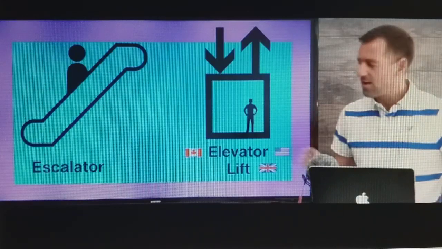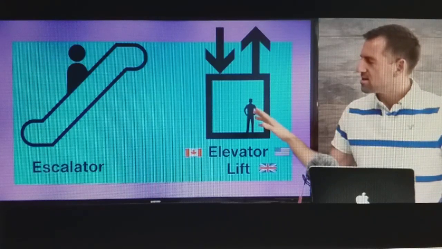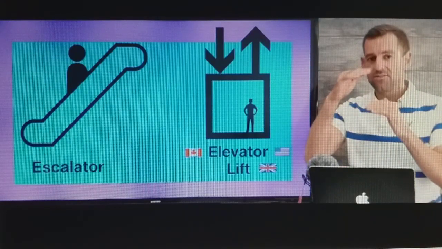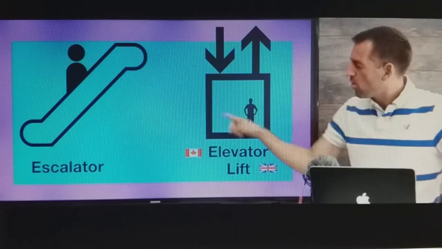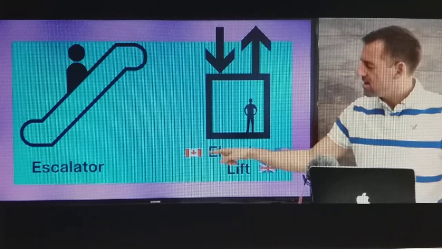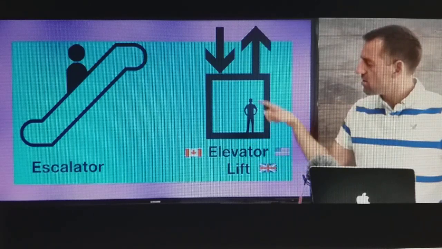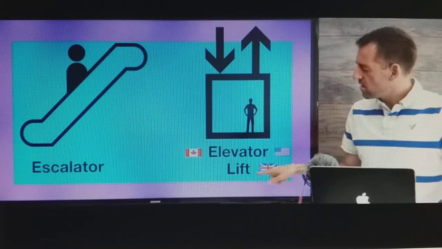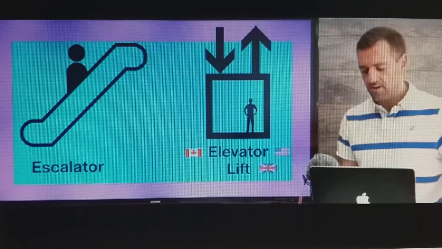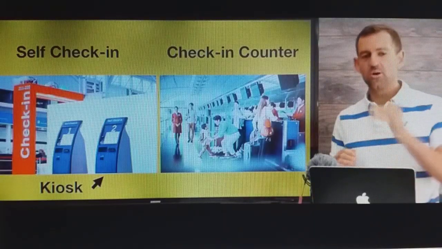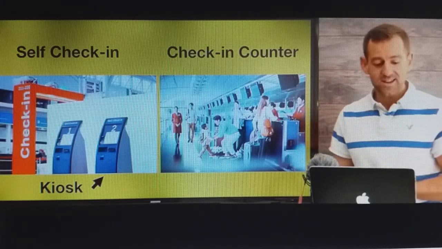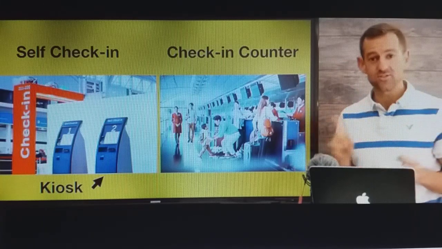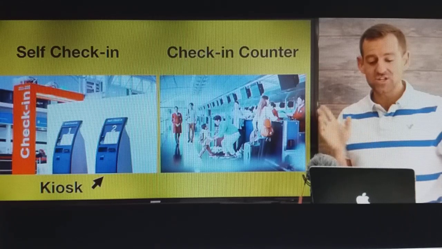Now, when you're in the airport, to get between the levels, you're going to take an escalator or an elevator. So in Canada and the US, this is called an elevator. In the UK, it's called a lift. Okay, so let's say we're going to the departures level and we're going to fly somewhere. All right, then we need to check in. That's the first thing you need to do. You need to find check-in.